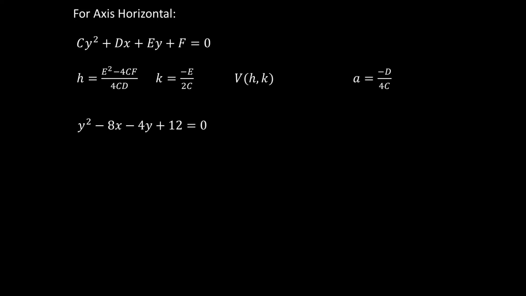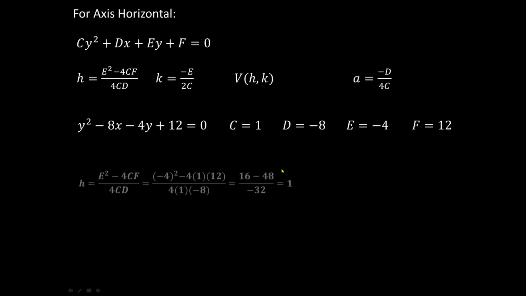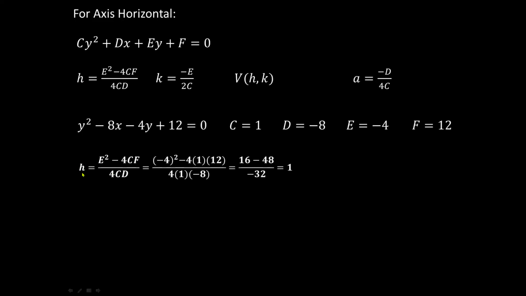Yan. So, gawin natin. Unang hahanapin at ibibigay ang value ng c. C is 1. D is negative 8. E is negative 4. F is equal to 12. At yan ang mga values ng ating mga variable na C, D, E, and F from our general equation. Dahil may value ka na ng C, D, E, and F, ang lahat ng nakikita natin sa taas na h, k, vertex, at saka a, madadali na lahat ng mga yan. Direct substitution.